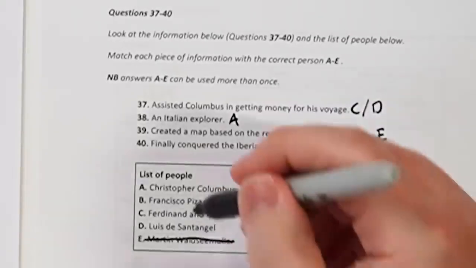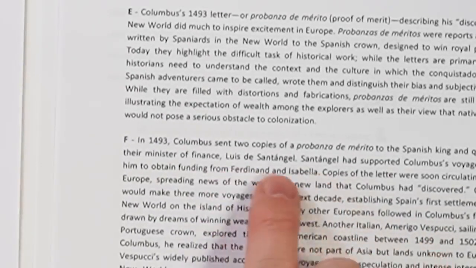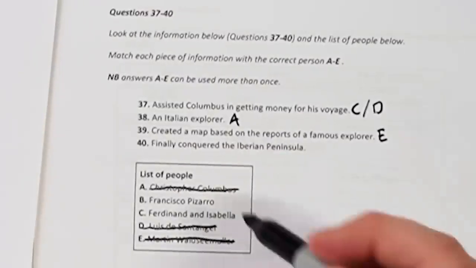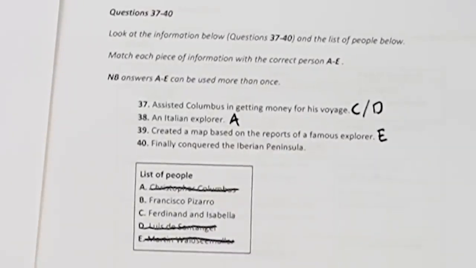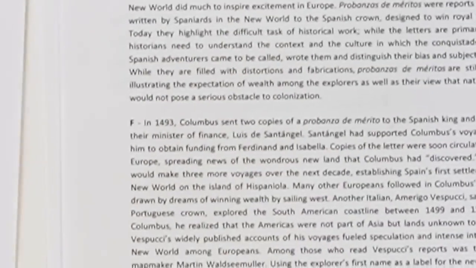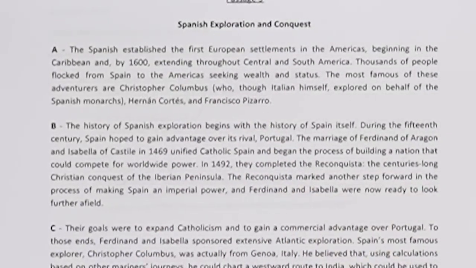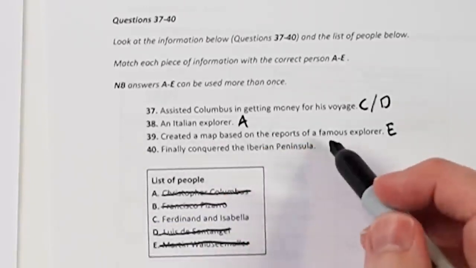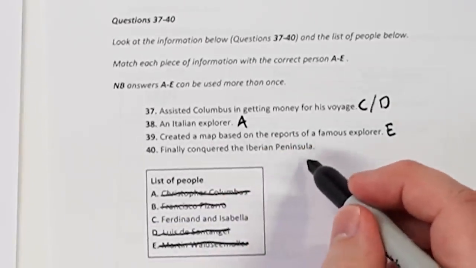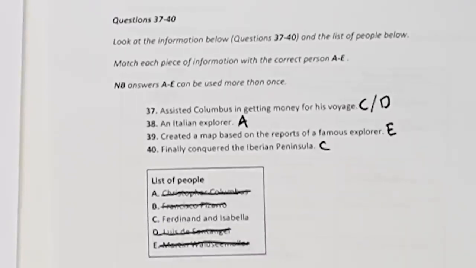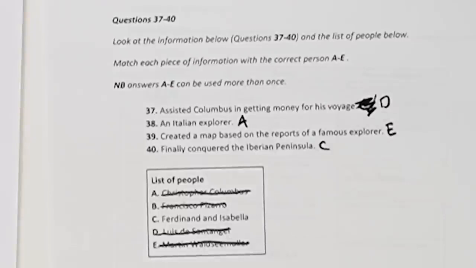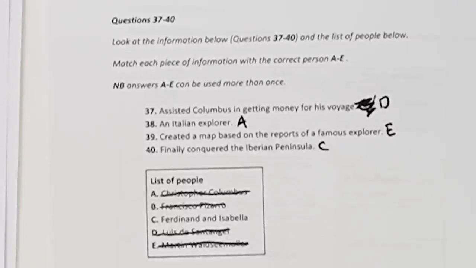Finally conquered the Iberian Peninsula. So it's not Louis, because Louis just helped them get money. So it's not Louis. It's not Francisco Pizarro, because Francisco Pizarro is only mentioned here and nowhere else, I believe. So it's not him, which means finally conquered the Iberian Peninsula. This is C, and that would make sense because they're the king and queen, which means this one is D, assisted Columbus in getting money. And we're done.